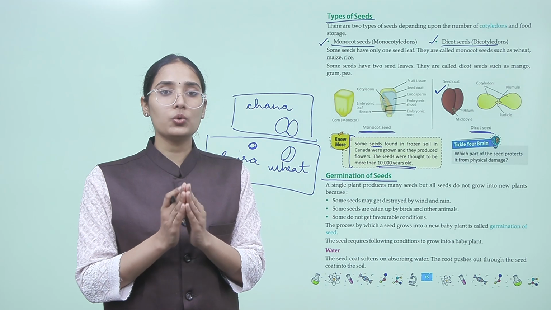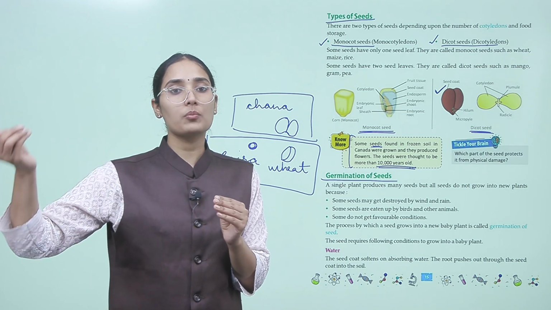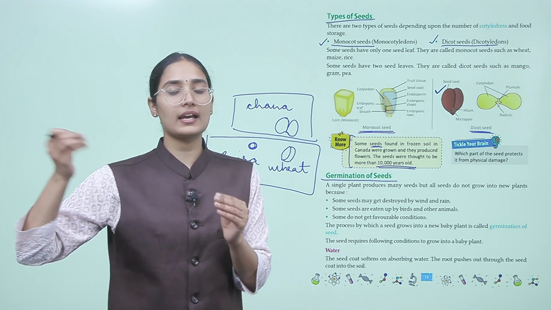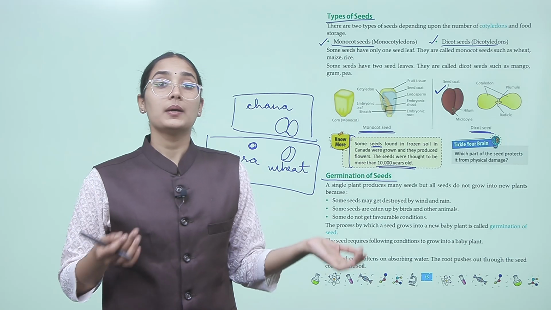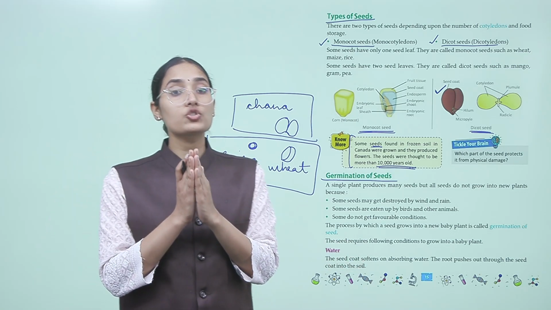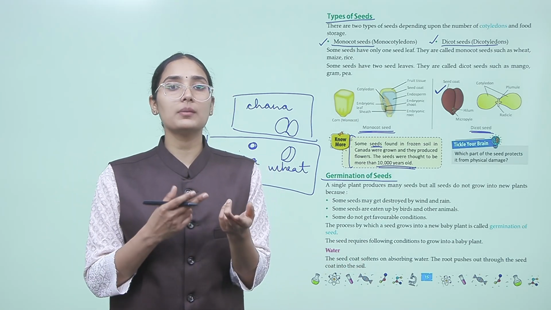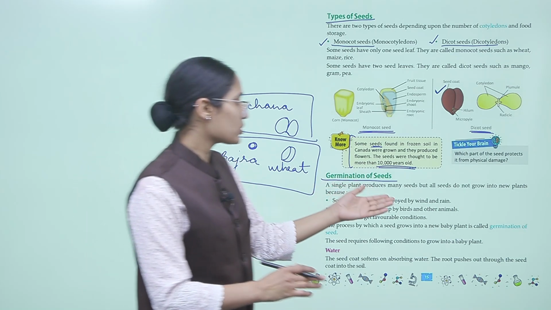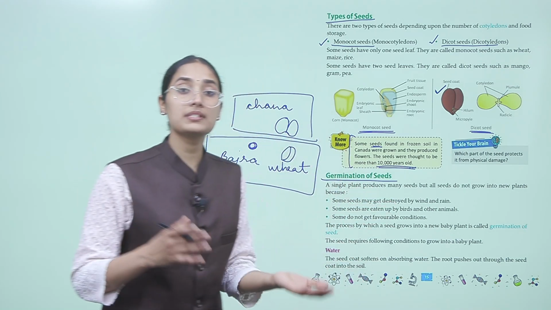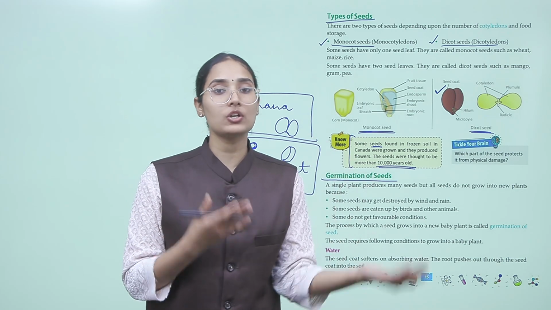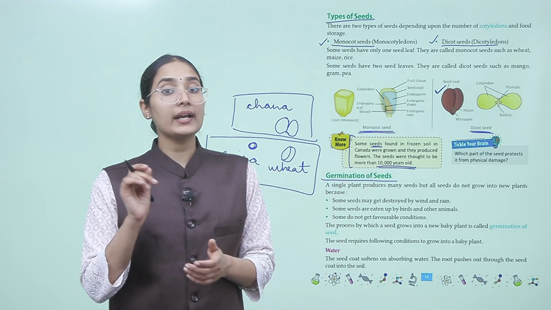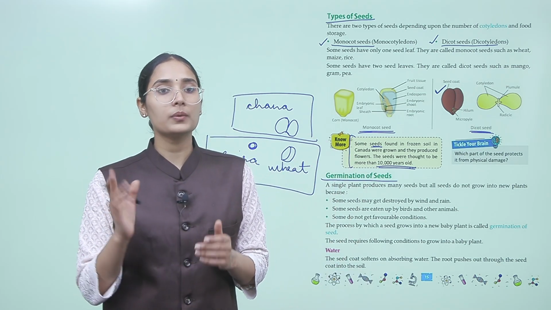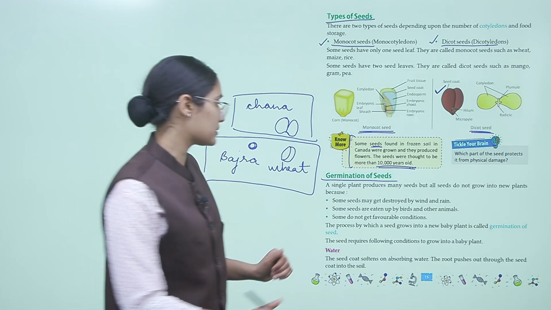When a plant grows, it finally produces seeds, and it produces many seeds. But there is no chance that all seeds will grow into a plant. There is a possibility that some seeds might grow and some cannot grow. So, why do not all seeds grow? Because there are some reasons.